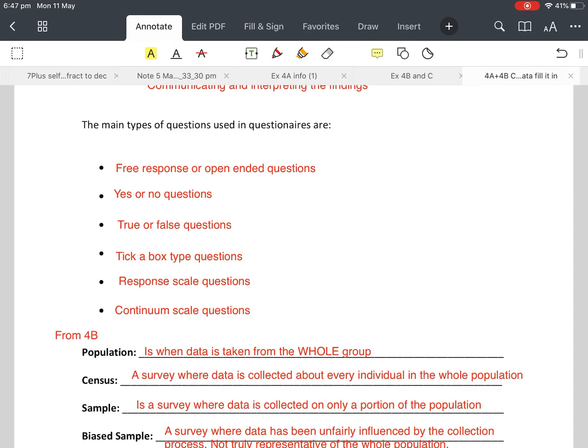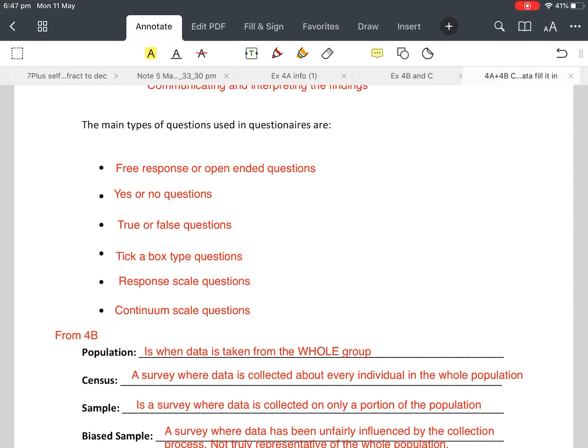True or false, very similar to a yes-no question. So if you posed a question, for example, like the present school uniform is satisfactory, then you're just asking pretty much for a yes or a no answer. Okay, again, no changes would be indicated.